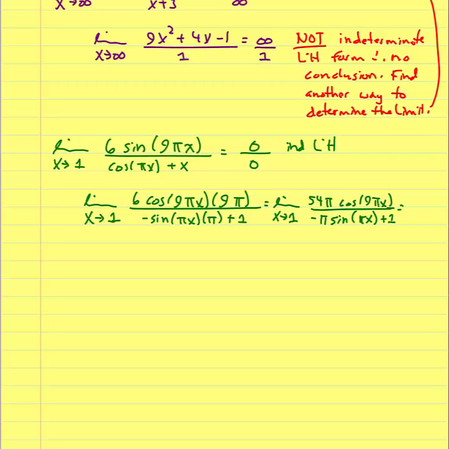Cosine of 9 pi, remember x is equal to 1, so 9 pi would be a reference angle of like cosine of pi. So this would be a negative 1, so this would be a negative 54 pi in my numerator. And let's see our denominator. As I approach 1, sine of pi, of course, is 0. So this whole term goes to 0. 0 plus 1 is 1. And so I'm left with my limit is equal to negative 54 pi.